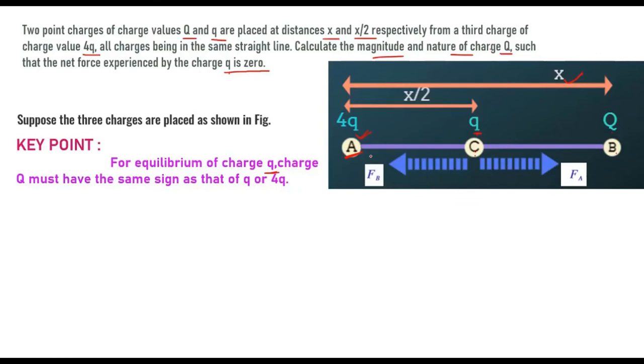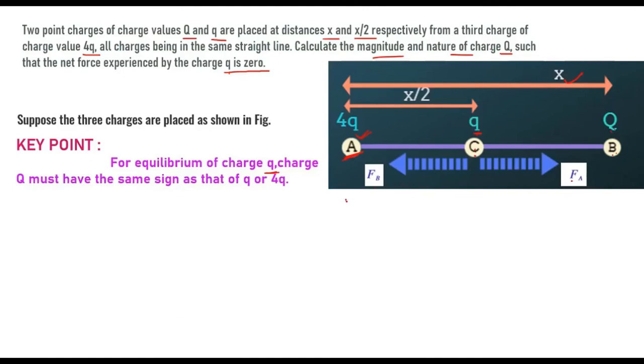Now C will experience a force from A and C will experience a force from B, and these two forces must be equal and opposite, that is FA and FB must be equal and opposite. So what we can depict is that the charge capital Q must be the same as the charge 4Q. Then only C will be under the action of two equal and opposite forces. So what will be the sign of capital Q? The sign of capital Q must be the same.